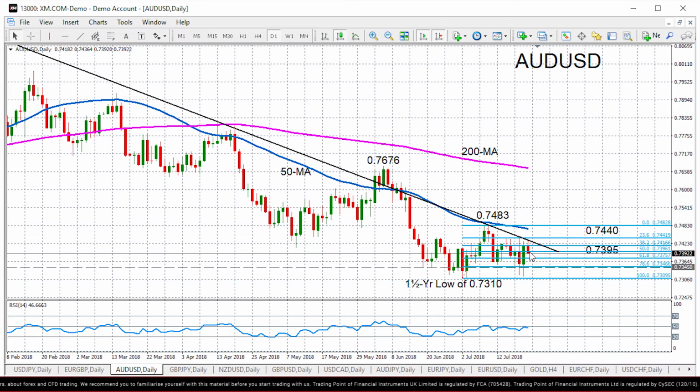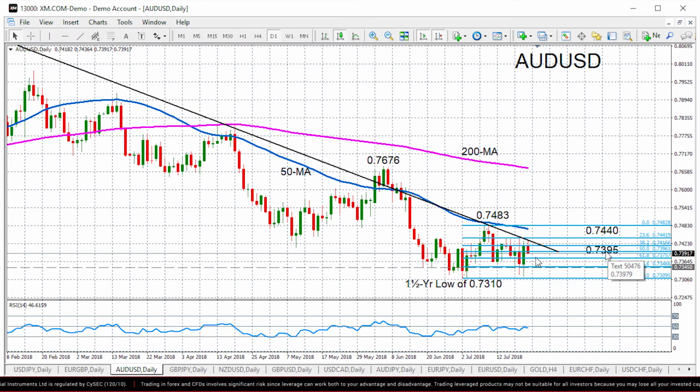Immediate support should come at around the 50% Fibonacci retracement of the up leg from 0.7310 to 0.7483. That's around 0.7395, just below the 0.74 handle.